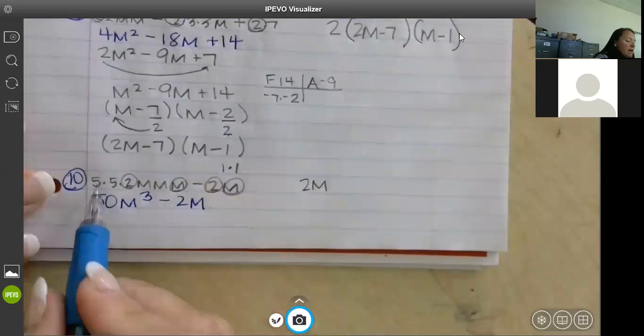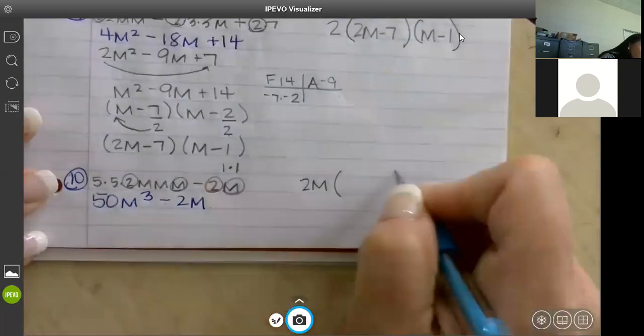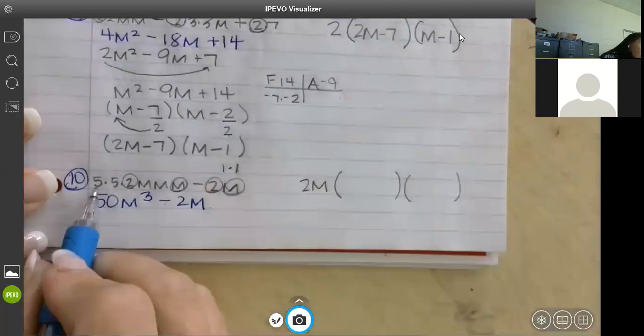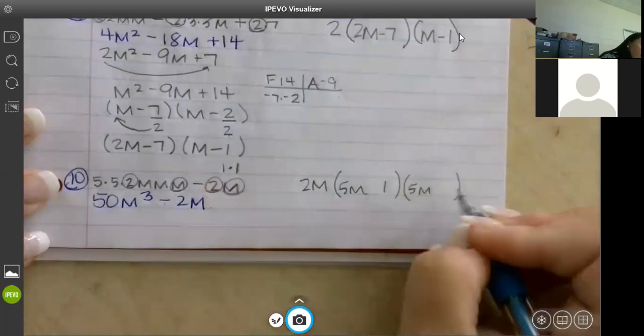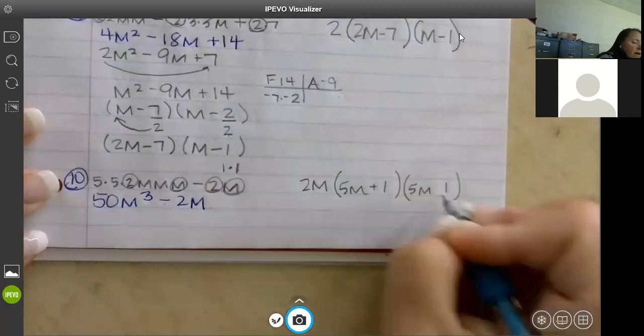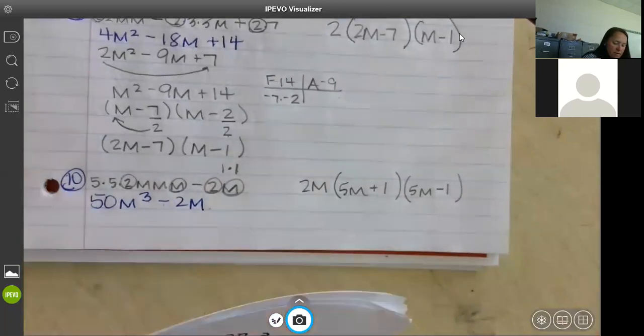So we see 2 5s, 2 M's, and 2 1s. So that means we're going to share them. In the front, we have 5s and M's. In the back, we have 1s. 1 is positive, 1 is negative. And that letter is going to be P. So 10 is P.